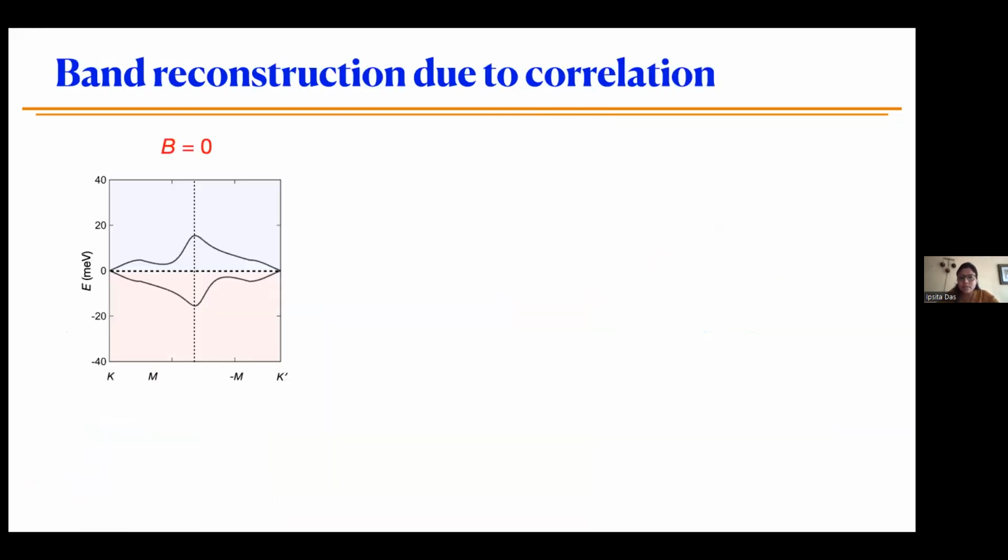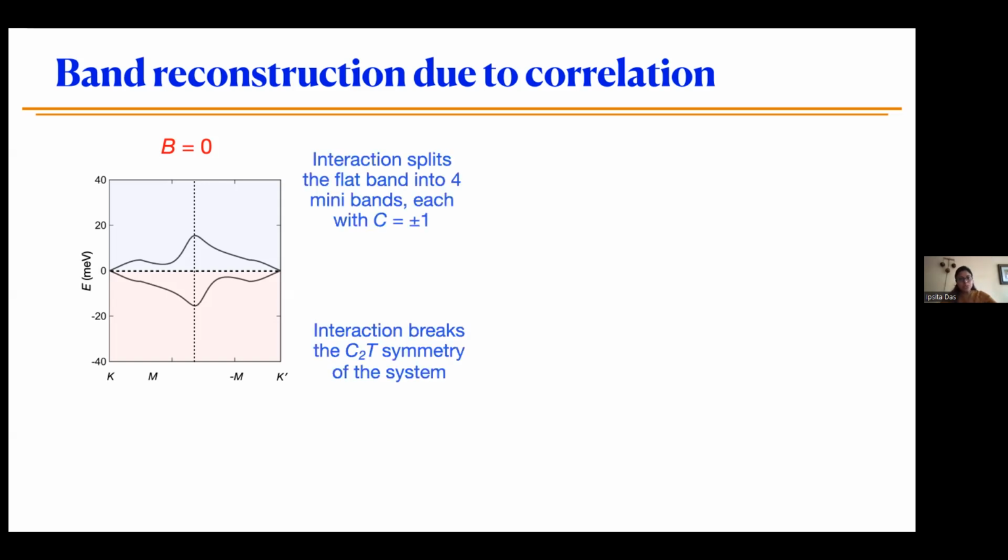At zero magnetic field, you have the flat band. In the energy momentum diagram, this is within the first Brillouin zone, you have the flat band, which is of the order of, let's say, 10 to 20 milli-electron volt. But due to the strong interaction, the flat band can split into 4 different mini bands.